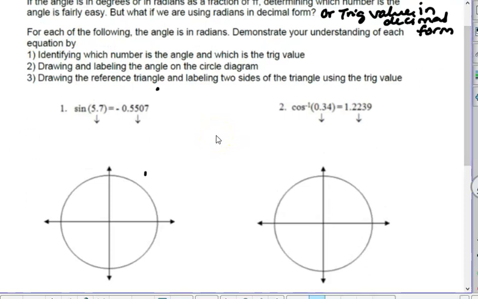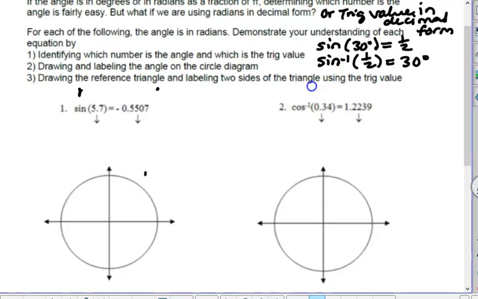So here's what you need to remember. When we have a regular trig function, the input is the angle and the output is the trig value. When we have an inverse function, the input is the trig value and the output is the angle. So you recognize which is the angle by whether it's a regular function or an inverse function.